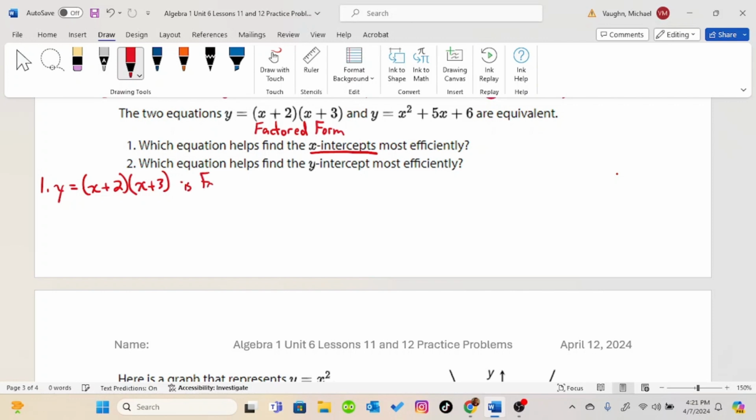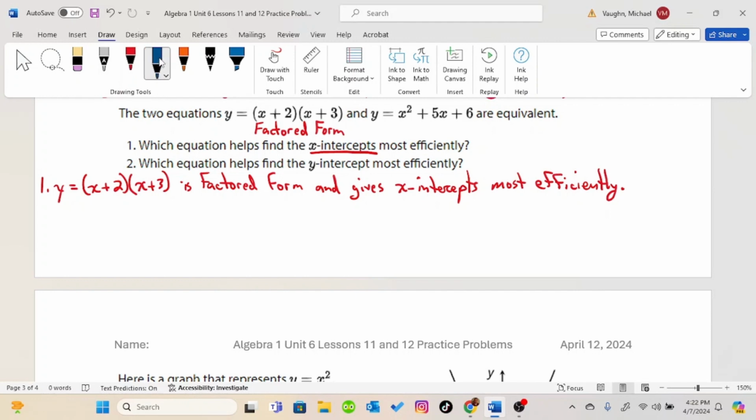is factored form and gives x-intercepts most efficiently. All I have to do is set each factor equal to 0, and it tells me the x-intercept.